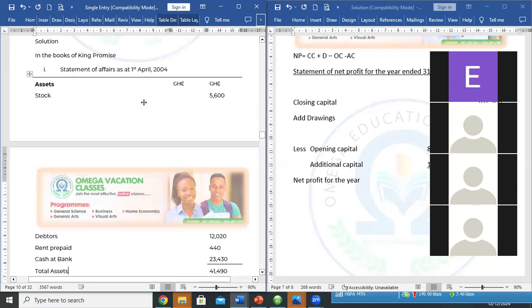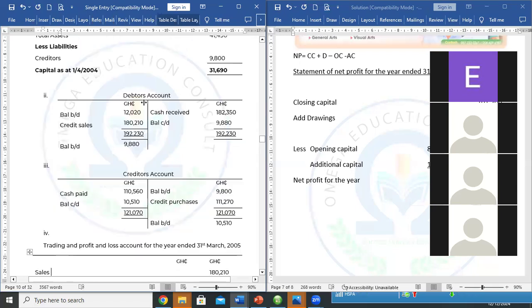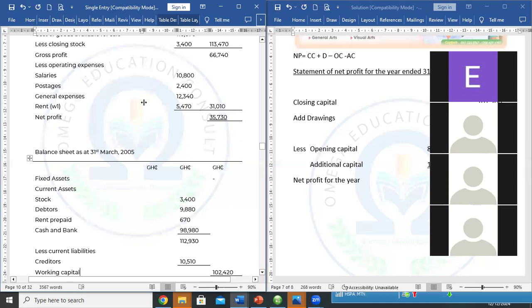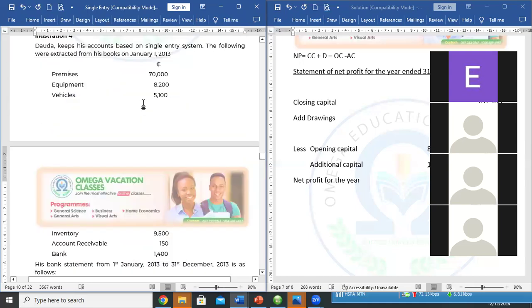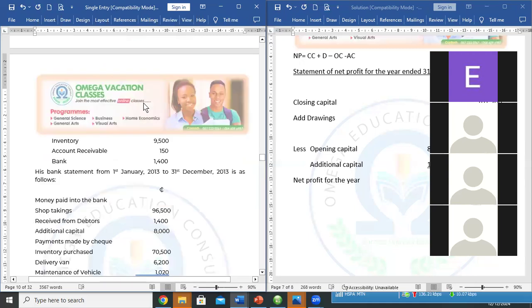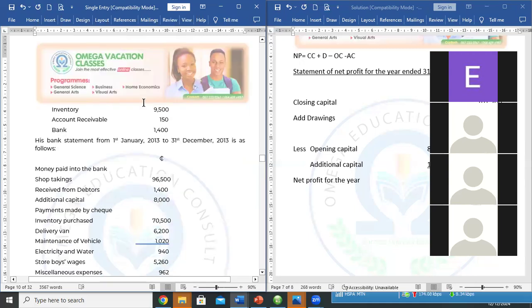So dear professors, I think these are the concepts that you need to appreciate under single entry and incomplete records. There are other concepts like finding the stock stolen, etc., but they are not highly examinable. So most of the time we don't pay attention to that.